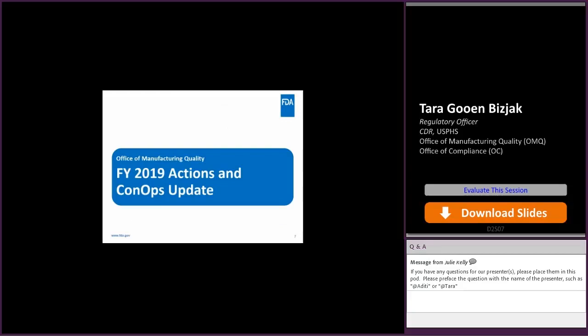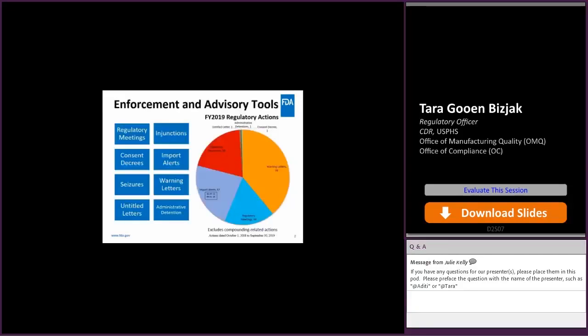So, Office of Manufacturing Quality's fiscal year 2019 actions and concept of operations update. I have some slides focused on fiscal year 2019. These are some of the enforcement and advisory tools that the Office of Manufacturing Quality works with, from regulatory meetings or injunctions, consent decrees, import alerts, seizures, warning letters, untitled letters, and administrative detention.